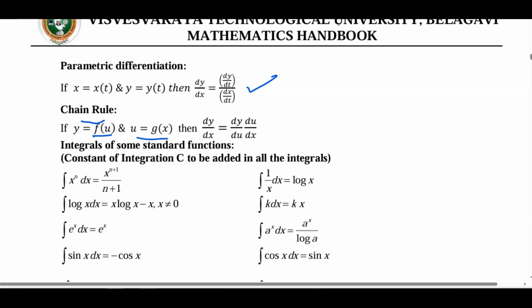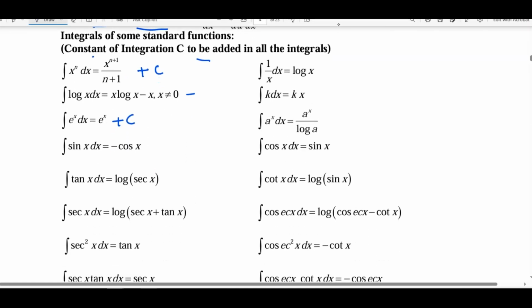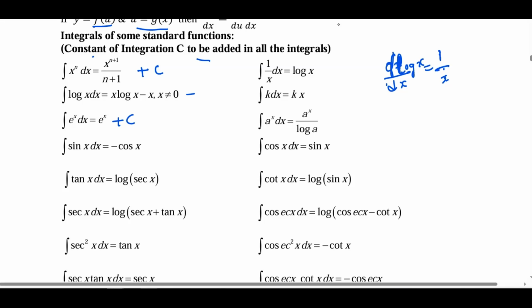Then integration of some standard functions. The constant of integration c is to be added in all of them. We have to write plus c with all the answers. Here they have not given it, but it is mentioned above, so we have to add plus c for all the integration functions. Integration and differentiation are opposite of each other. Suppose we have d by dx of log x. D by dx of log x will be 1 by x. This is the question and this is the answer of the derivative.